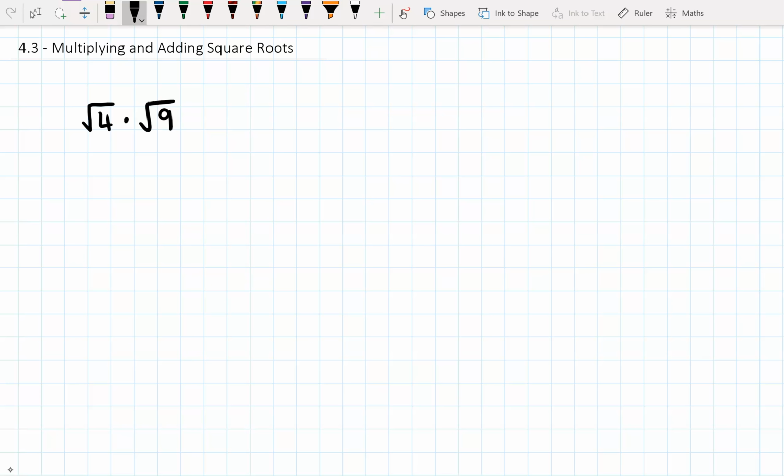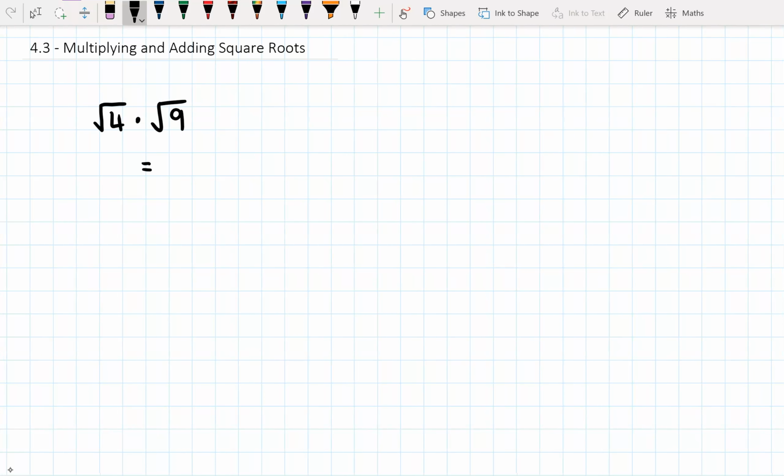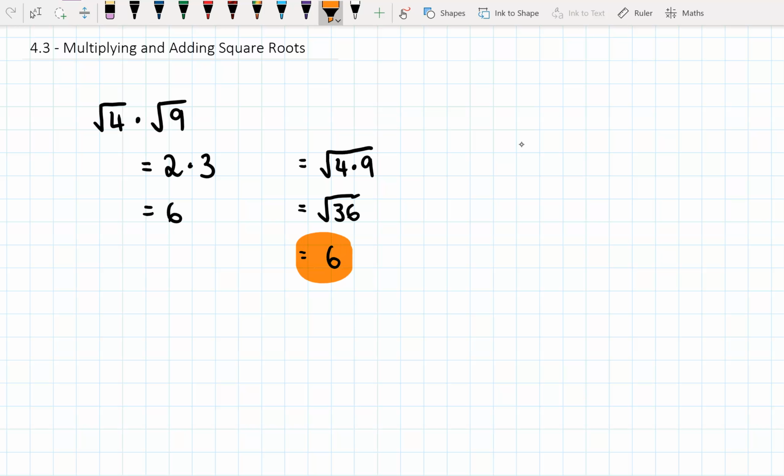Now, we know that the square root of 4 is 2, and the square root of 9 is 3, and that is 6. Now, I want to try something different here. Instead of doing it this way, we're going to write it as the square root of 4 times 9. What's 4 times 9? It's 36. And so now we have the square root of 36, which is 6. Now you can see that this lovely 6 is the same as the 6 we came up with here. Does this work for other numbers?